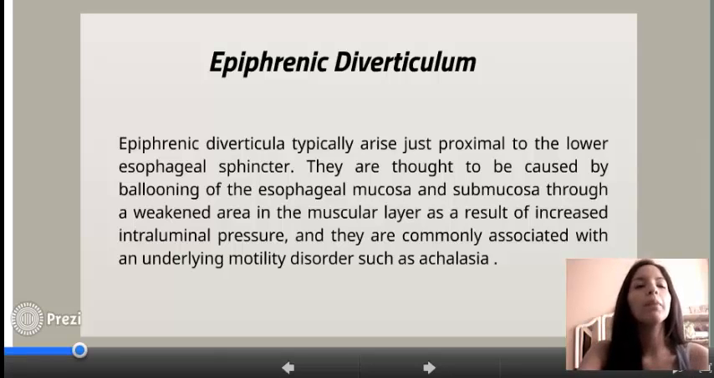Epiphrenic diverticulum. Epiphrenic diverticula are typically located in the area proximal to the lower esophageal sphincter. They are due to herniation of the esophageal mucosa and submucosa through the muscular layer as a result of increased intraluminal pressure. They are commonly associated with underlying motility disorders such as achalasia.